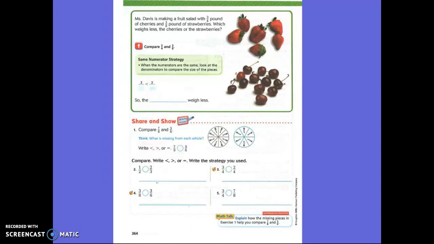Carter? The numerators are the same. Now, because the numerators are the same, does this mean that we probably would need fraction strips?